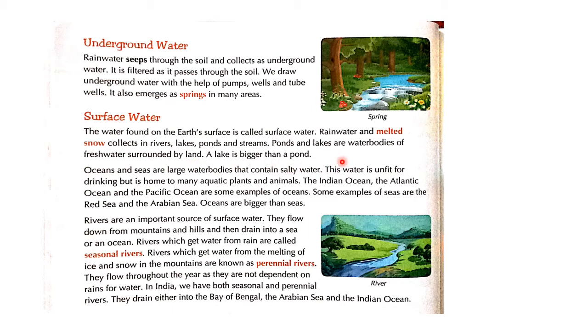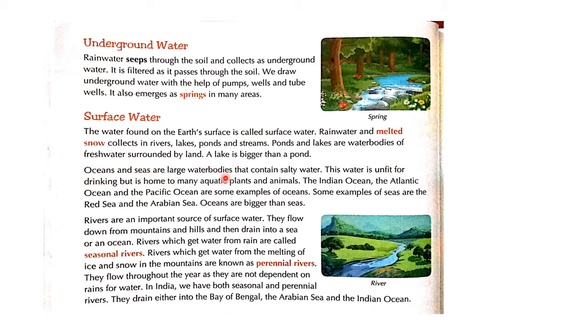So here, rainwater and melted snow. When snow melts, it collects in rivers, lakes, ponds and streams. Ponds and lakes are water bodies of fresh water surrounded by land, and a lake is bigger than a pond.